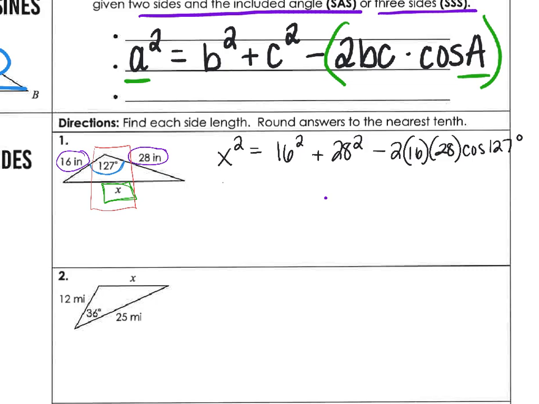Then this is just a job for your calculator. Once you have this set up, your calculator can do the rest of the work for you. 16 squared plus 28 squared is 1040. Minus 2 times 16 times 28, which is 896, times cosine of 127. When we put this in our calculator, 896 cosine of 127 is a negative, I think.